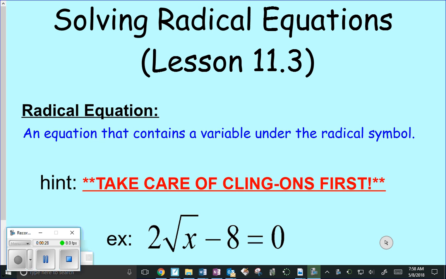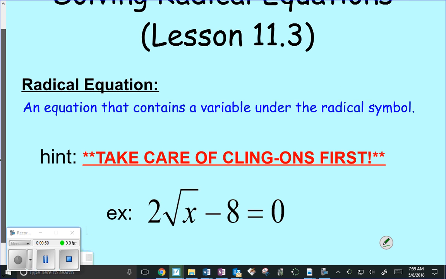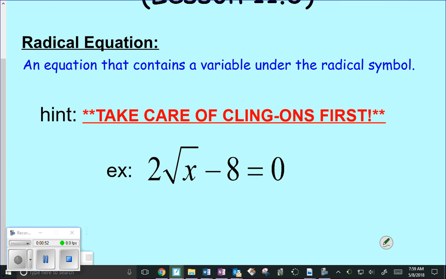By definition, a radical equation is an equation that contains a variable under the radical symbol. And the hint we have is to take care of Klingons first. What I mean by Klingons is just like with solving any equation, you're trying to solve for x, so you're trying to isolate that x. Klingons would be this guy clinging on and this guy clinging on. You want the square root of x by itself. So let's take care of both of those Klingons.